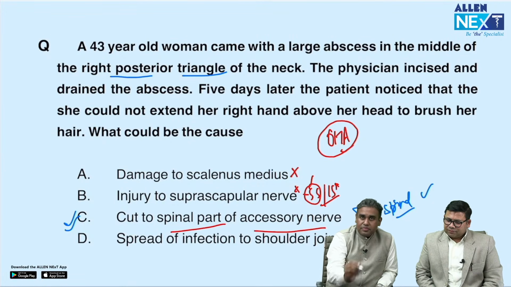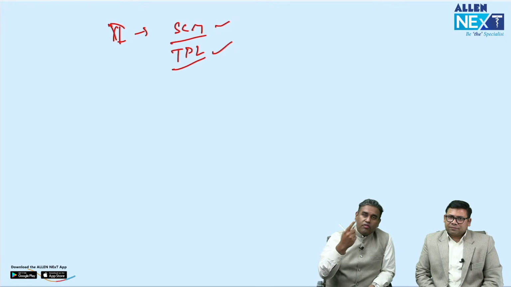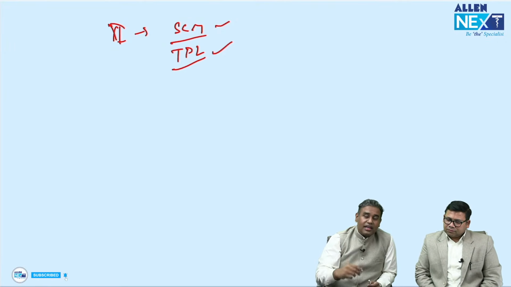Spinal part of accessory nerve. Because if you remember, this nerve over here, the spinal root of the accessory nerve, is basically supplying two major muscles, which are your sternocleidomastoid and trapezius. These two muscles. So where is it coming from? I will go through a little bit of course over here, that will help you understand.